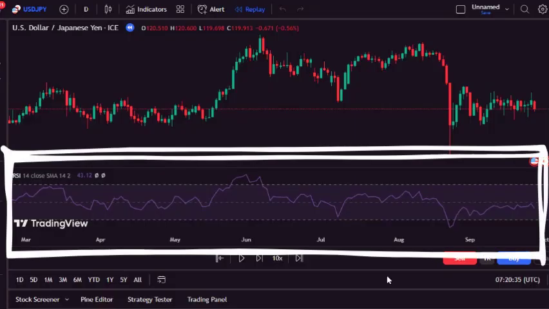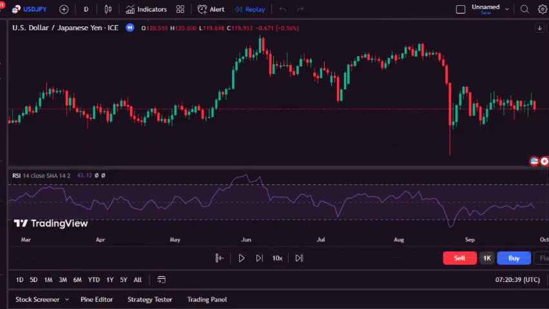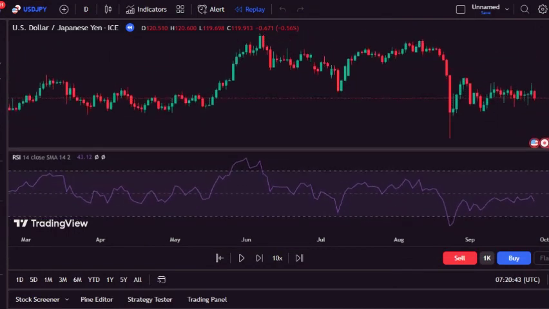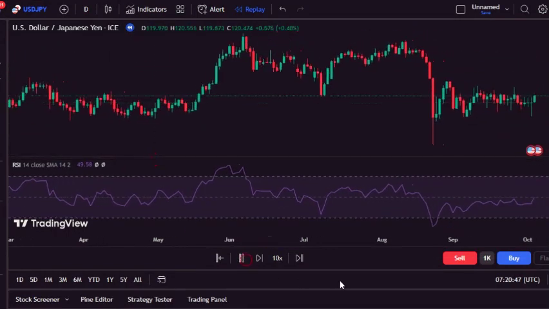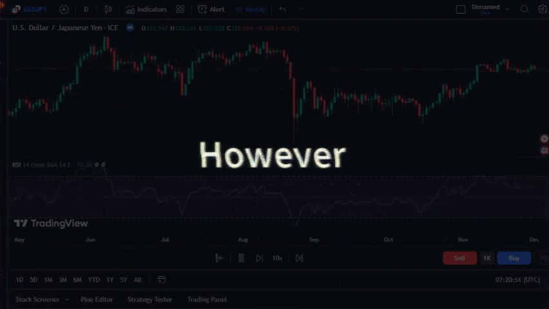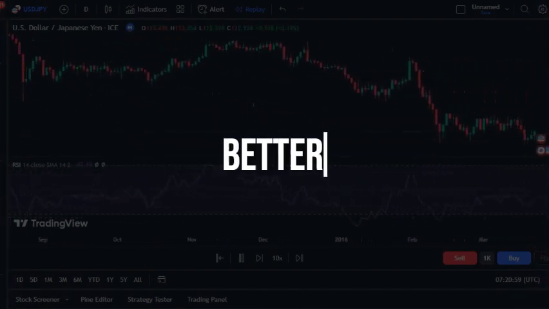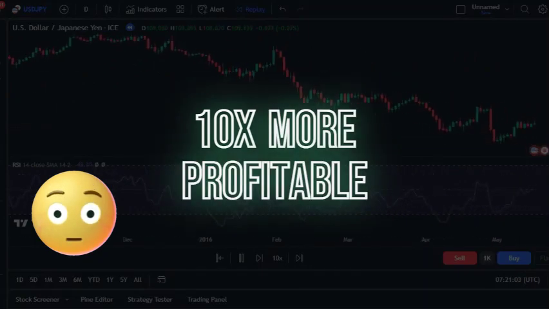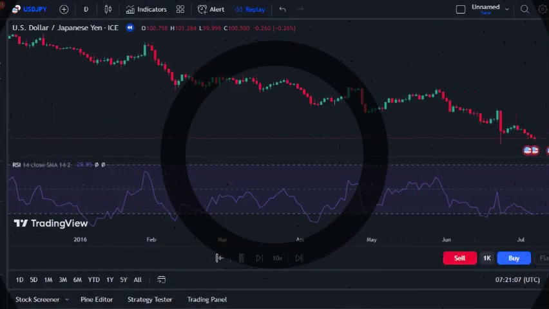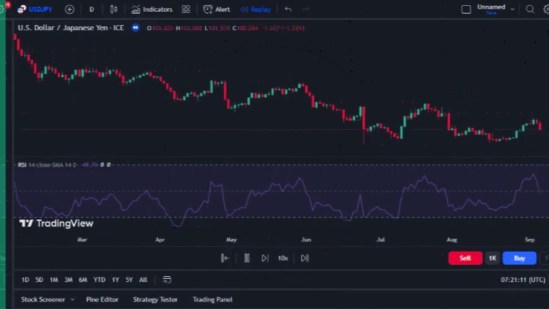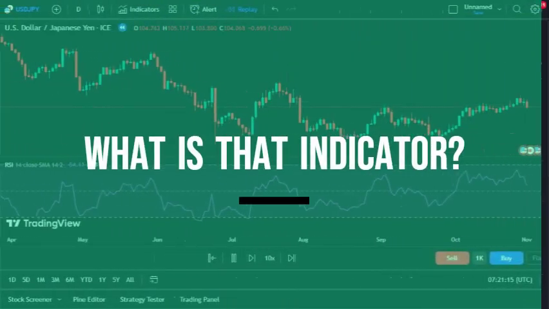So here we have the RSI indicator, which as we all know is one of the most famous indicators ever and is widely used among traders. However, what if I told you that there is a better version of this indicator that is almost 10 times more profitable than the RSI? So without any further delay, let's dive in. Let's see what that indicator is and how it works.